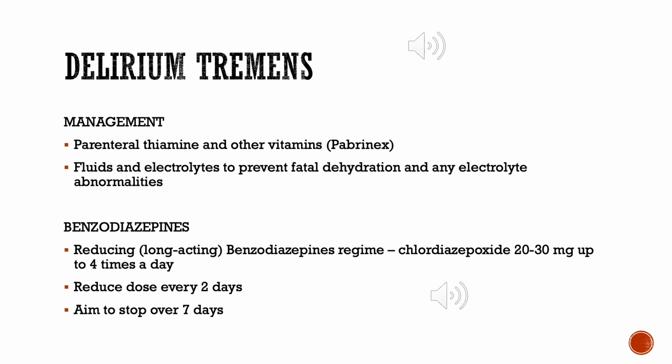A reducing benzodiazepine regime is central to the management of acute alcohol withdrawal in severe cases. Long-acting benzodiazepines are used, such as chlordiazepoxide, 20 to 30 milligrams up to 4 times a day. The aim is to reduce the dose every 2 days and to stop benzodiazepine use over 7 days to prevent any dependency.